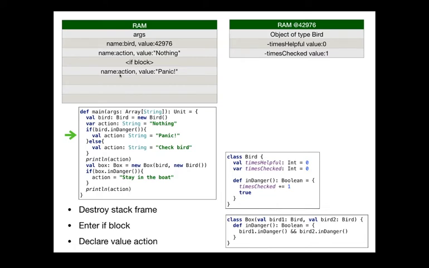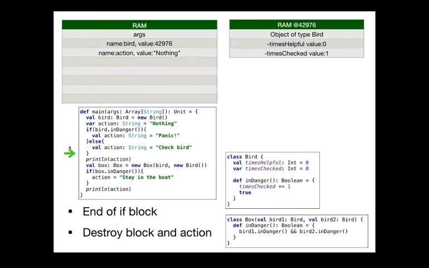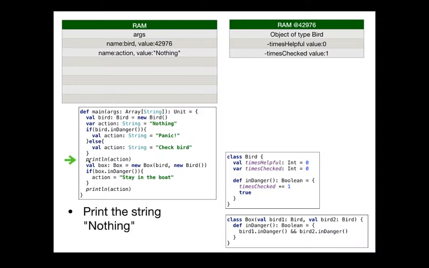then we hit the end of our if, which destroys everything that was declared within that conditional, and then when we get to this print line, the only action left on the stack is the one that holds nothing. It was never modified, never changed, so we actually didn't do anything when we set that equal to panic. Nothing was changed outside of that block. So now that we're outside of that block and we print action, we're just printing the string nothing to the screen.